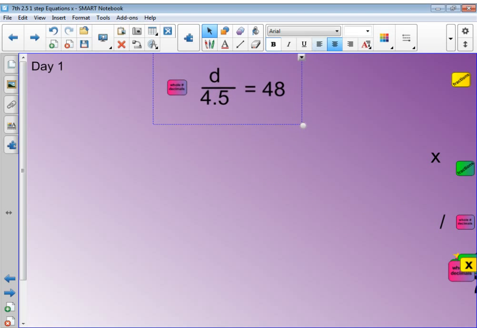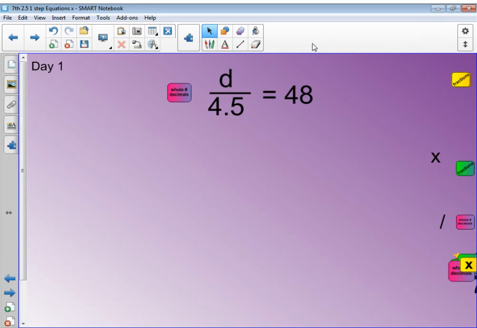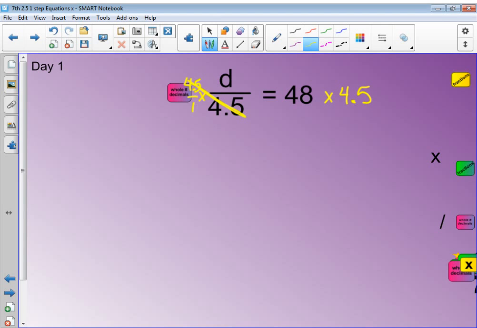Okay, so here you're working a decimal. So if you'd like to use a calculator on this one, you may. As I work through this one, I'm seeing it's D divided by 4.5. So the opposite of division is we're going to take it times 4.5. And these will cancel out because it was 4.5 over 1. So times 4.5.